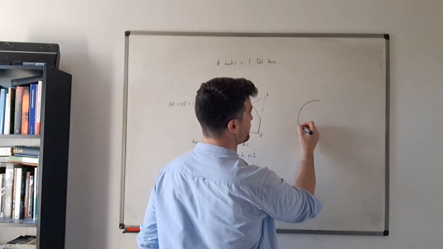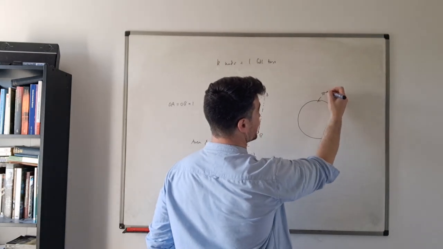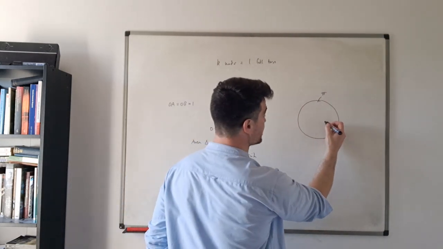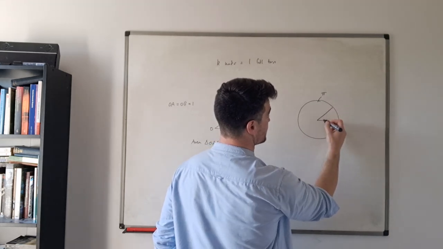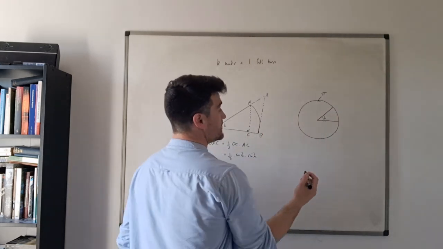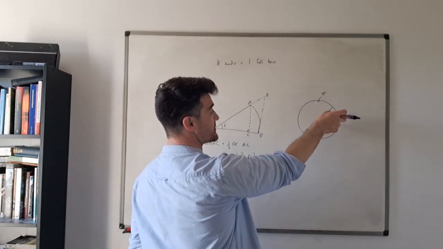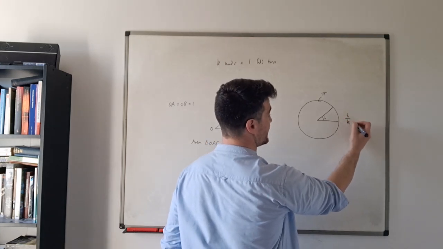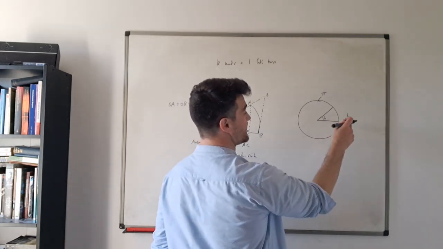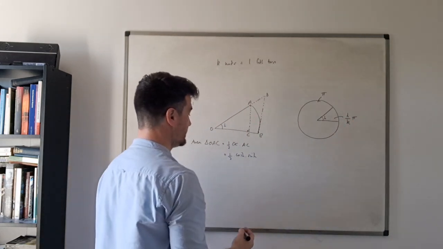So if we think about a full circle, which has area pi if it's got a radius of 1, and we're going to think about a sector of that circle. So what proportion of the full circle is this sector? Well, it's h over k. So its area is going to be h over k times pi. Okay, the area of this sector.